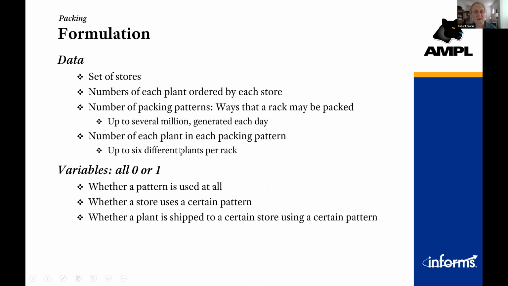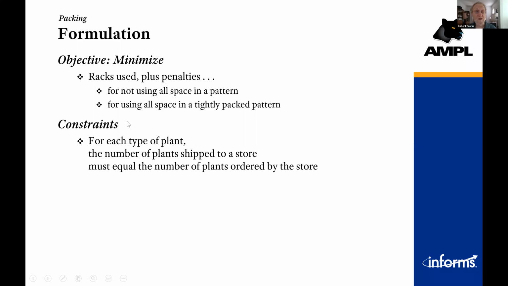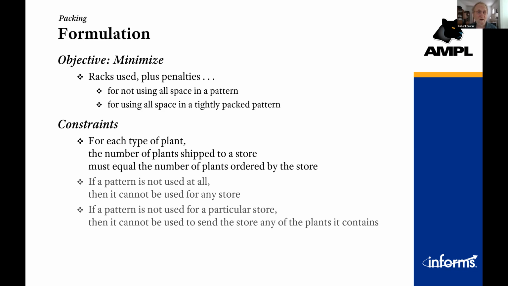Then basically the objective is to minimize the racks used, plus some penalty terms that try to avoid racks that are not as desirable for some reason. And the constraints are basically that they have to meet all the orders and fit everything, and not spread one customer's orders over too many trucks.